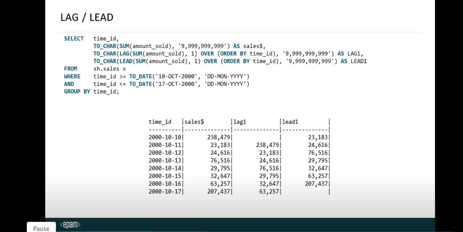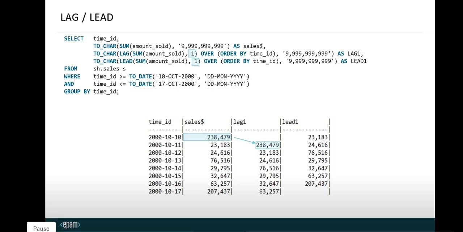In the example, we see usage of the window functions lag and lead. The window functions sort the dataset by the column time ID. For each day, we want to display the sales amount for the previous and the next day, so we set offset equal to 1. That's a default value, therefore we could omit it.